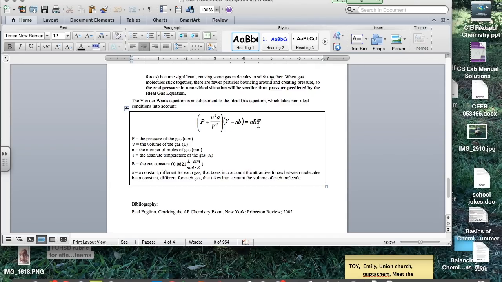You do not need to memorize this equation. It's there on your equation sheet. Just know that A and B are constants that vary with the type of gas. They will be given to you. You just need to understand the theoretical model behind it and be able to plug and chug.